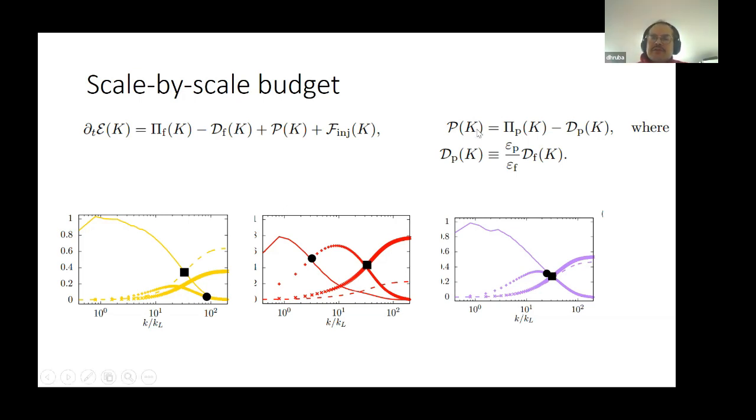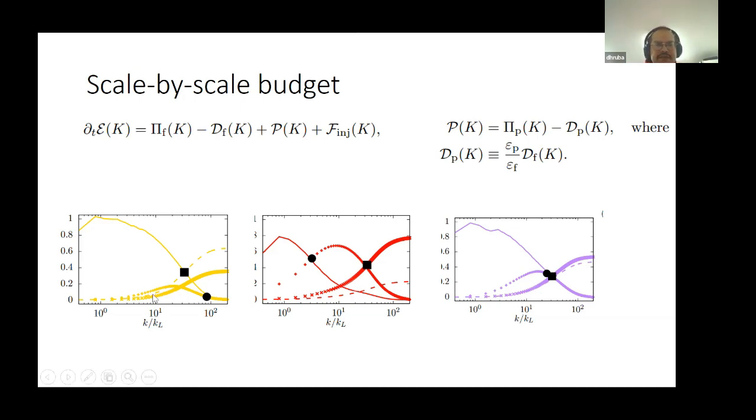So to do that, we divide the polymeric contribution into two parts. One part looks like a viscous contribution, and we define it by taking the fluid viscous contribution and multiplying it with a term that looks like polymeric viscosity. And the rest of it is what we call pi p. This is a completely synthetic decomposition. It's just there for us to help understand what is happening.